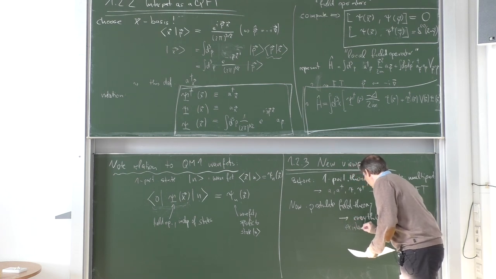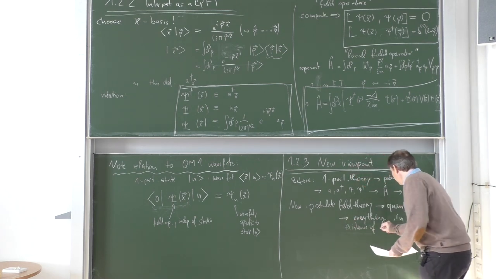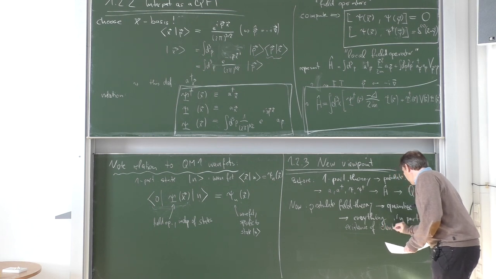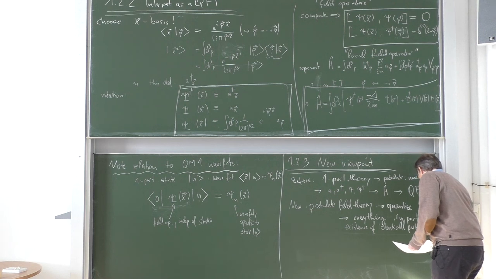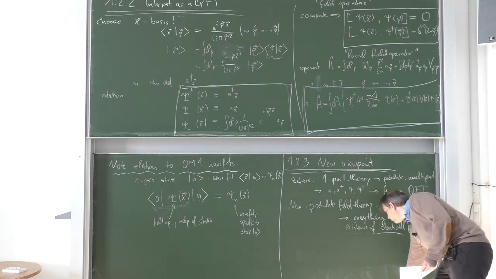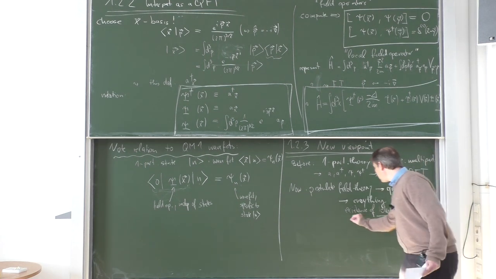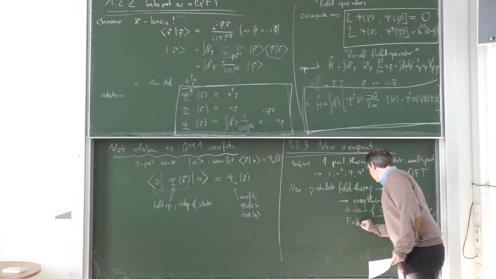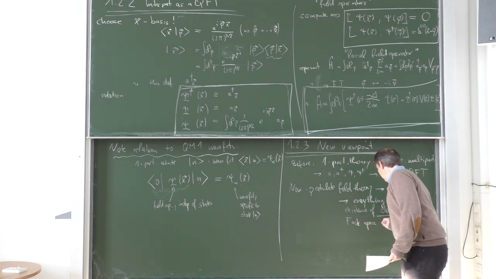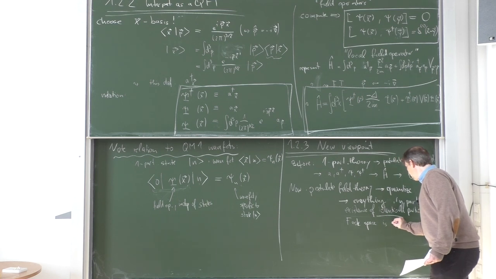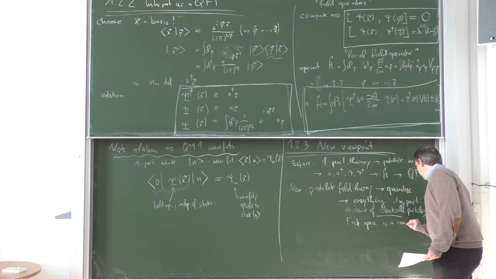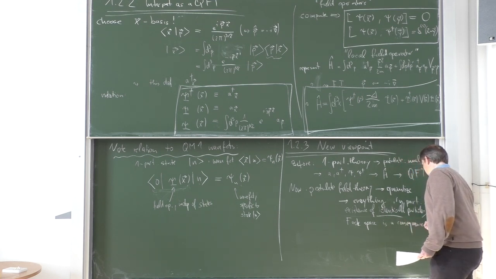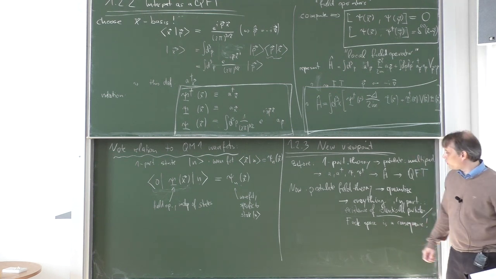So the existence of identical particles and therefore Fock space is a consequence of the field theory starting point.